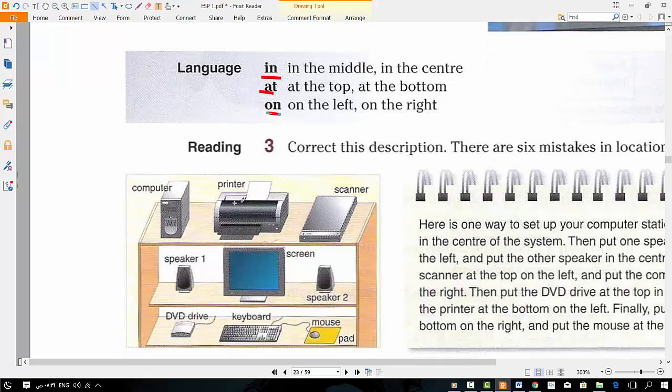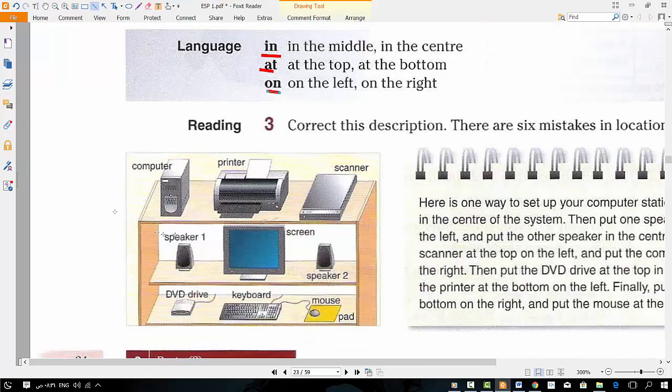Now look at exercise 3. Look at this picture. This is a computer station. Watch this. Scanner. Where is the scanner? At the top, on the right. Watch this. Printer. Watch this. Computer.